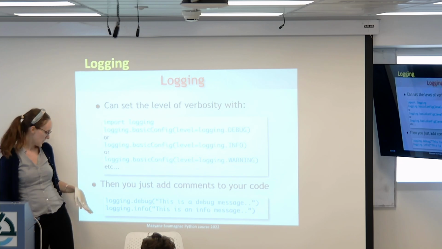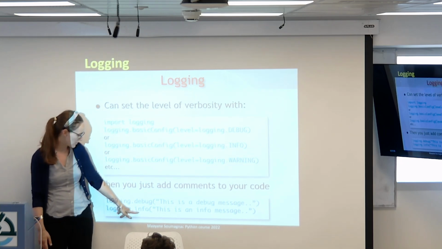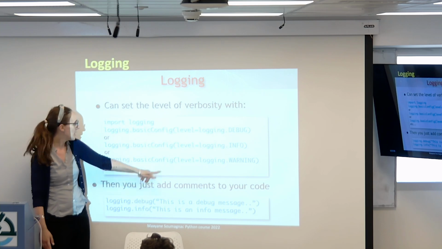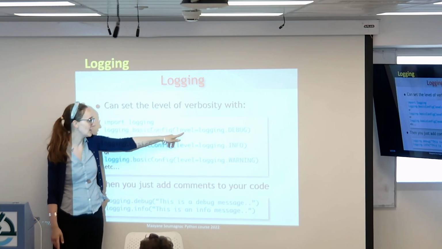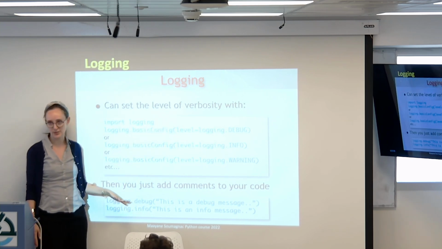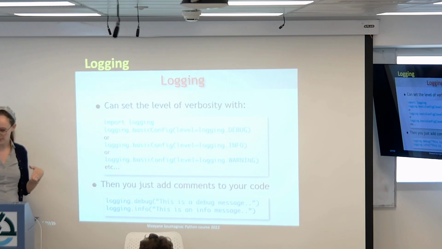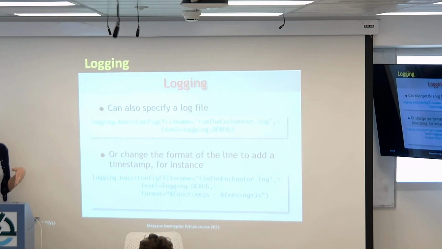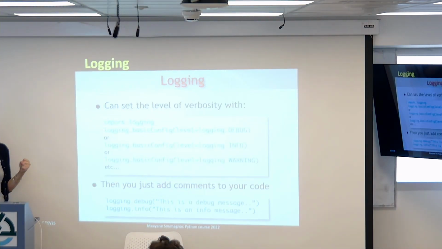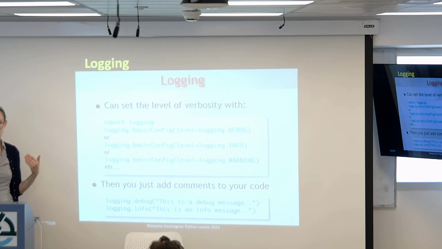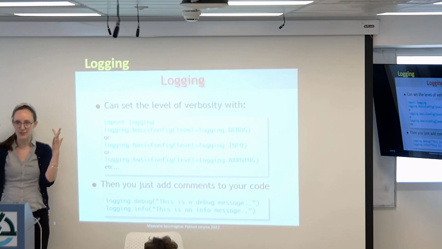If you have a message called with the info, this is an info message. So if your configuration level is critical, it will not even print it. If it's debug, it will print it, etc. So this is just a fancier way to print what's going on, and you can play with the level of verbosity.